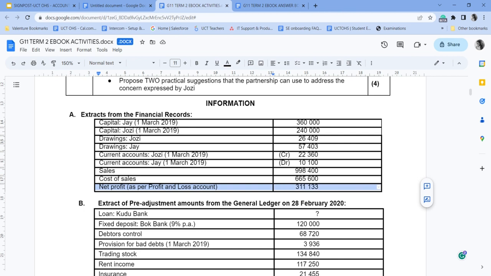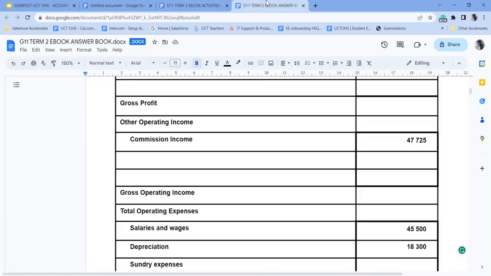As per the profit and loss account, which is the same thing as an income statement, just that it's in a general ledger format. They've given us the net profit for this income statement, which means that I can just copy and paste it to the income statement. Let's put it down there.